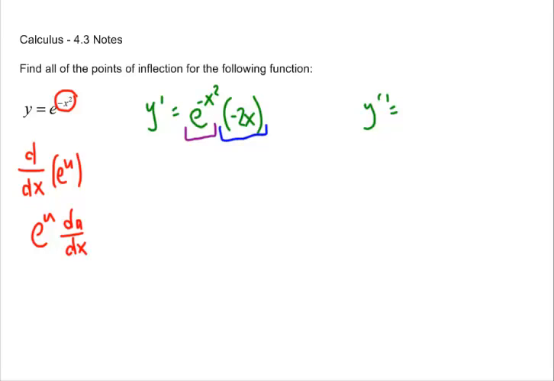So the second derivative now, though, is going to be the product rule, because we've got two separate things going on here. So the derivative of the first, we'll do that in purple. Well, it's just the same guy. The derivative of the first is going to be e to the negative x squared times negative 2x. Okay, that's the first guy, times the second, negative 2x, plus the first, e to the negative x squared, times the derivative of the second, negative 2.